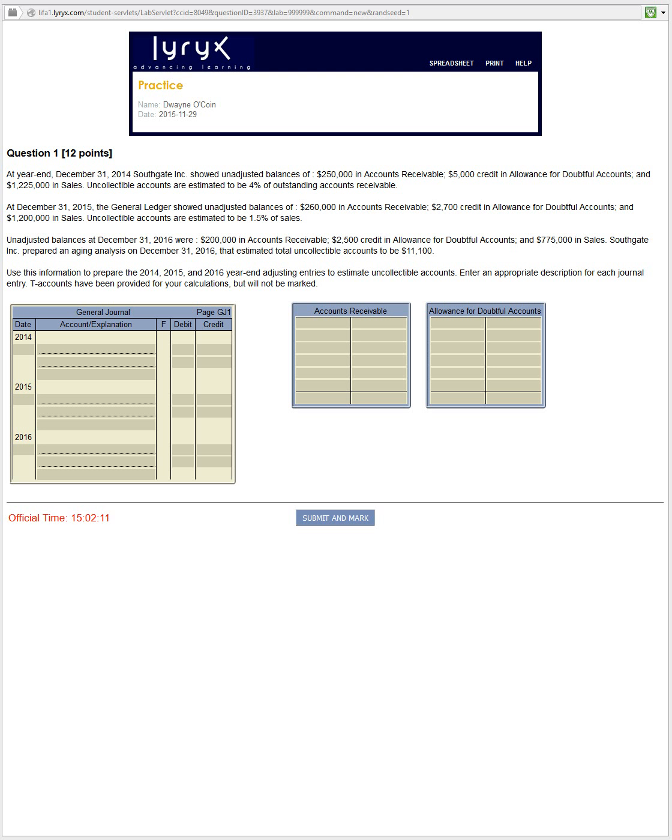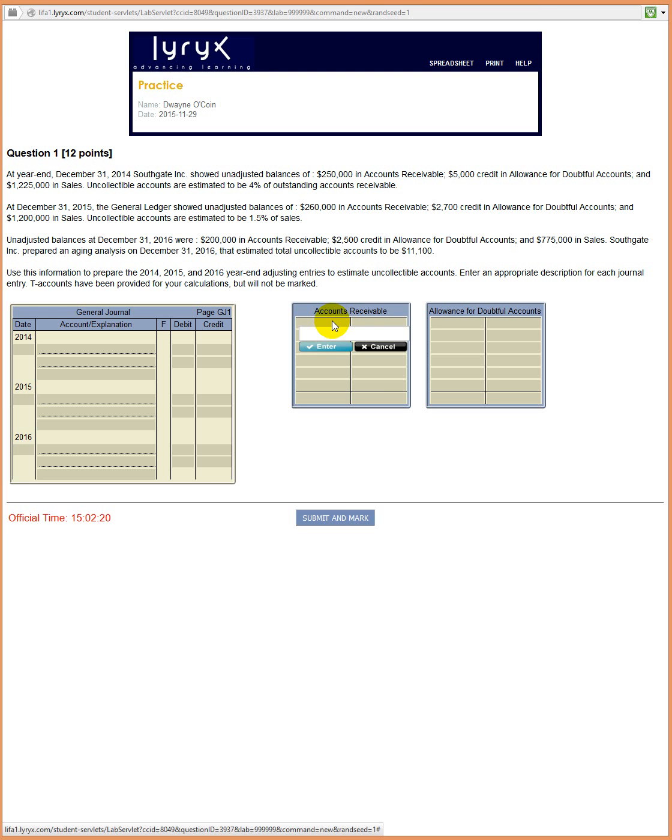So at year-end December 31st, 2014, reading at the top up here, we had unadjusted balances of $250,000 in accounts receivable and $5,000 credit in the allowance for doubtful accounts. So that's the normal position, and $1,225,000 in sales, but they don't give a T account for sales. Uncollectible accounts are estimated to be 4% of the outstanding accounts receivable.